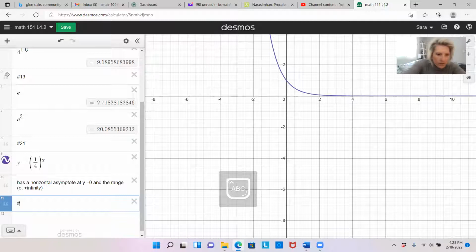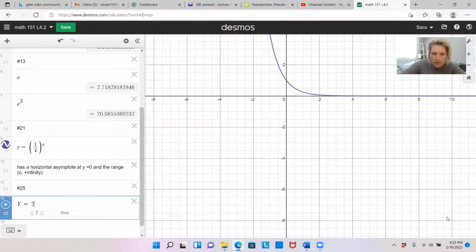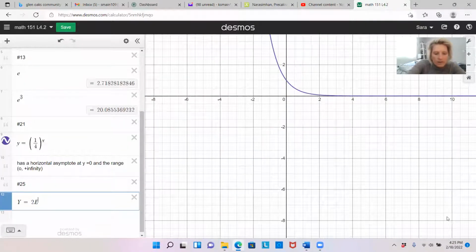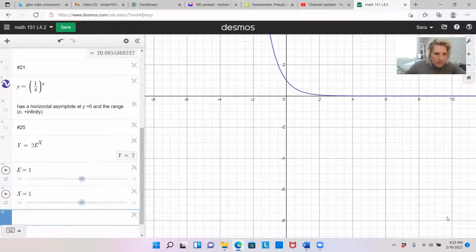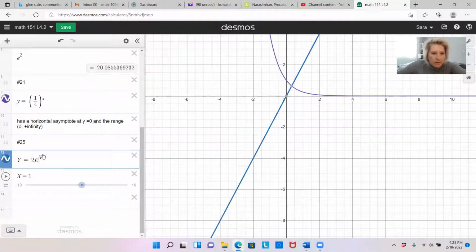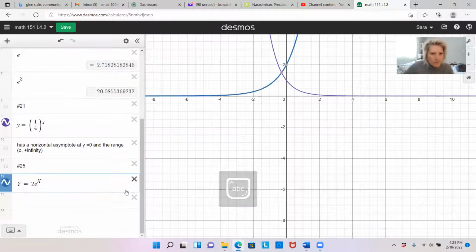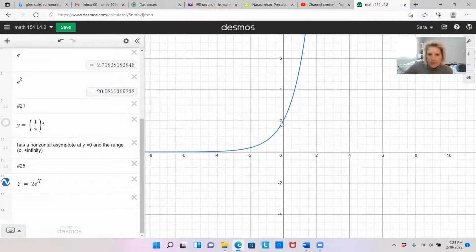Oops. So let's put in number 25. That's going to be y equals 2e to the x. Oops, I made that a capital E, so that's why it's confused. It just needs to be a small e. There we go. Okay, I'm going to turn off my other one up here. So this is the one, and you can see that when you click on the graph, it will show you where that x-intercept is, and yep, it's indeed at (0, 2).